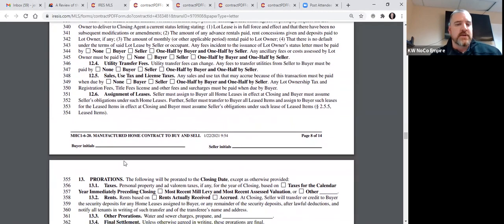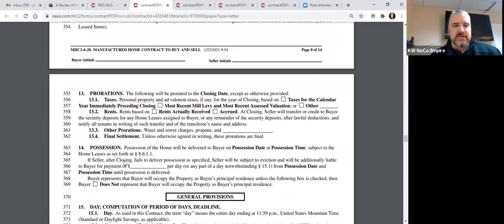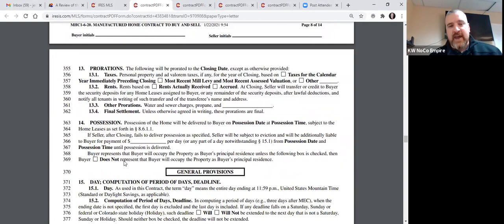That all makes sense. Prorations. So again, taxes will be based on typically probably the most recent mill levy, most recent valuation. If you're purchasing the property as an investment, how are the rents going to be prorated? Other prorations: water, sewer charges, propane, whatever else you're going to put there in most cases. Probably not a lot else that's going to be prorated with manufactured homes, just like we don't typically do a lot with the standard contract either.